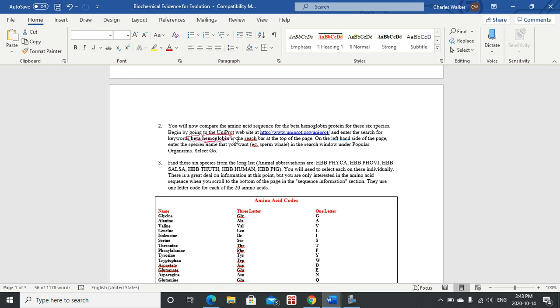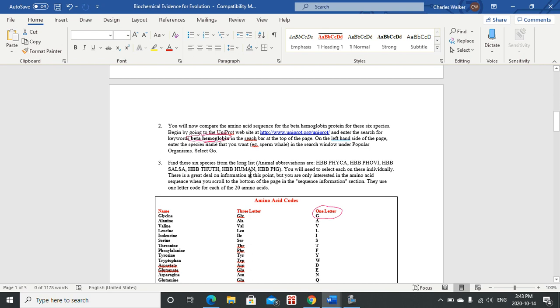This table down below just gives you the full name for the 20 different amino acids and the 3-letter code. But the websites that we're going to give us the 1-letter symbols. So all these letters that you'll see, the G's and the A's and the V's, those are just the 1-letter symbols for each of the 20 different amino acids.